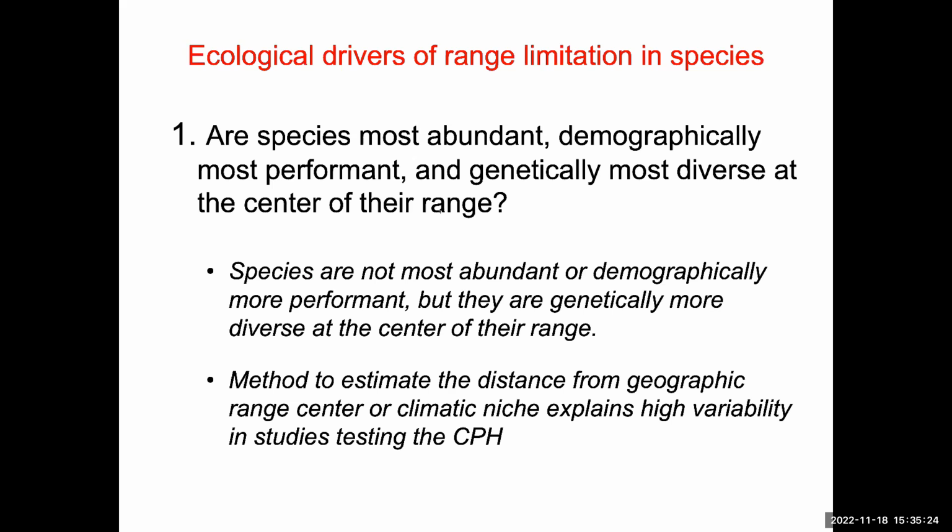To wrap up now, we asked 4 questions. The first question was, are species most abundant, demographically most performant and genetically most diverse at the center of their range? To answer that question, we used a global synthesis. We found that species are not most abundant or demographically most performant, but they are genetically more diverse at the center of their range. We also found that depending on the method the study used to test the center-periphery, one could find support or not for the center-periphery hypothesis.